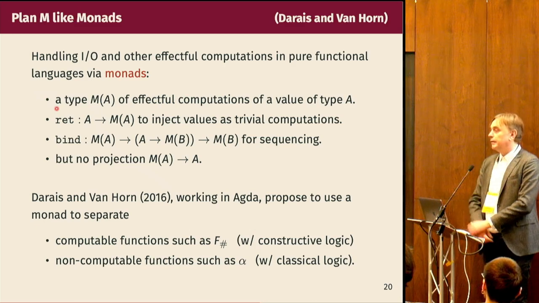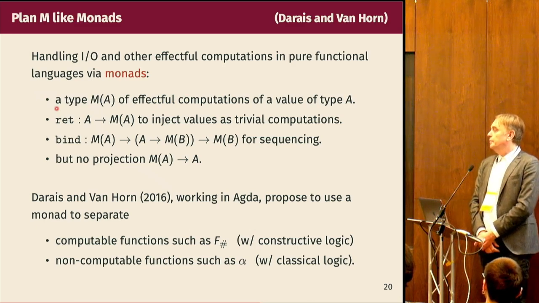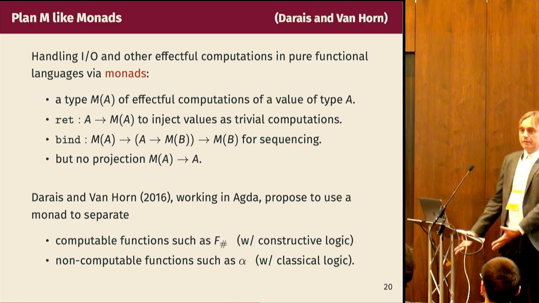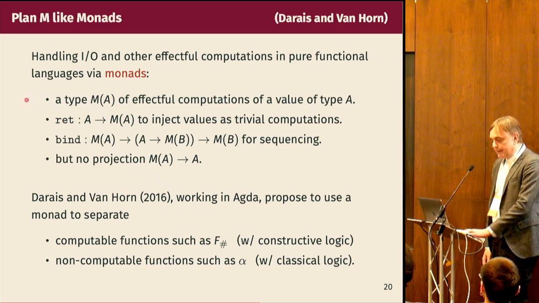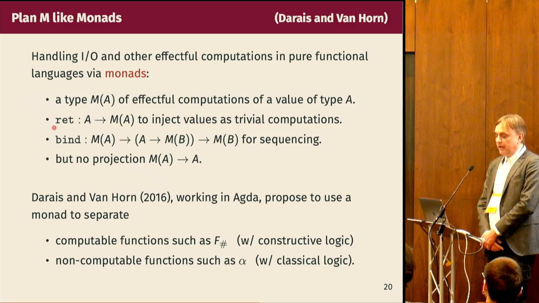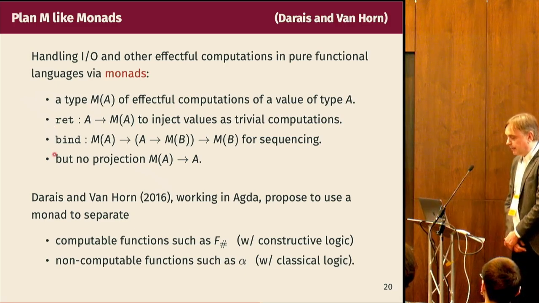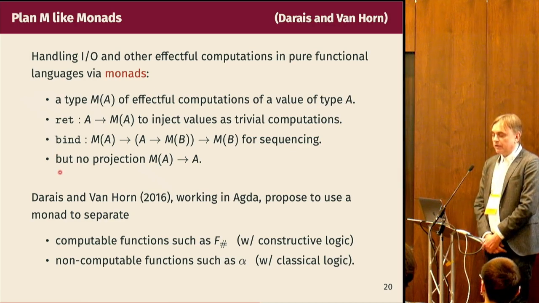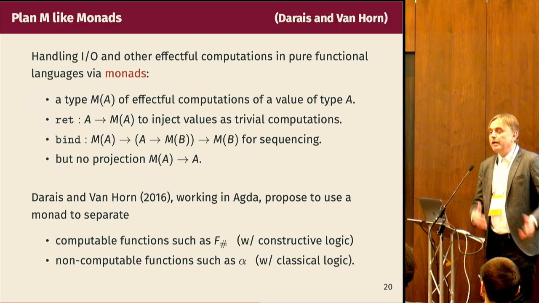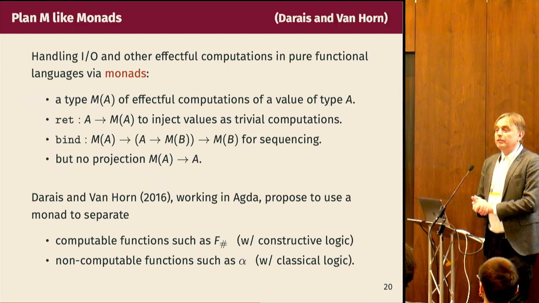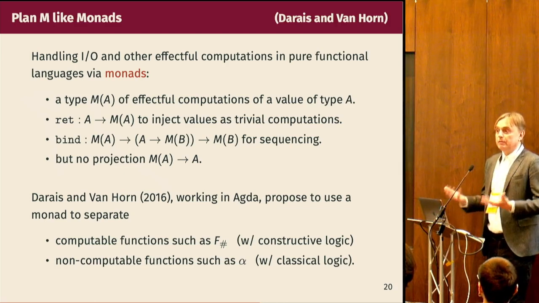And for instance, print in the IO monad would be a string to M unit. So it takes a string, it prints it, and it returns the trivial value unit. And then you can combine those monadic computations using ret, which injects a value as a trivial computation, and bind, which sequences two monadic computations. And the important thing is that there's no projection. From a monadic value in general, M of A, a monadic computation, there's no way to just extract the value and treat that as a pure computation, basically.